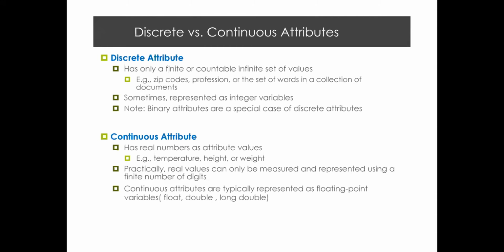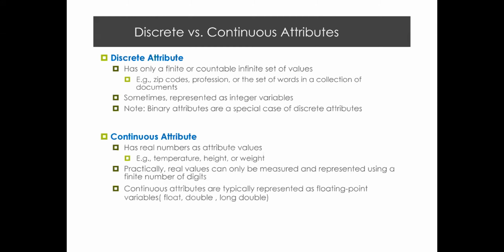Examples are temperature, height, weight. For example, today the temperature is 40 degrees. Maybe tomorrow the temperature will increase to 42 degrees. So it is a continuous attribute. For a discrete attribute, for example, today is 40 degrees, and tomorrow also. For example, our body temperature is 36 or 37 degrees, and maybe tomorrow also a similar temperature. So that is the discrete attribute.